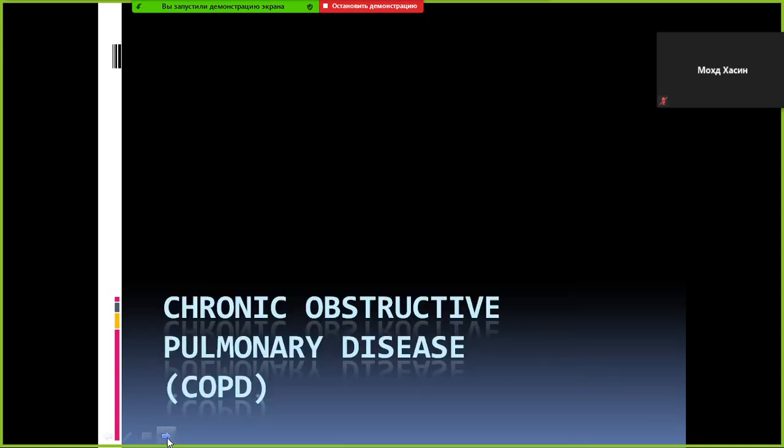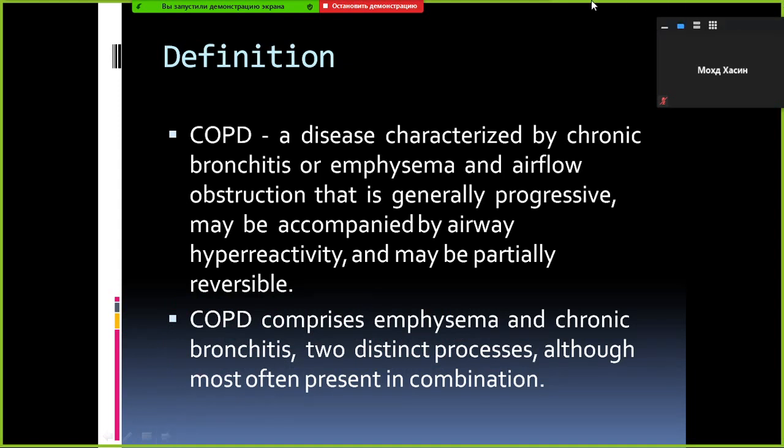Now we will continue and focus on chronic obstructive pulmonary disease, COPD. COPD is a disease characterized by chronic bronchitis or emphysema. It is a combination of chronic obstructive bronchitis and emphysema, with airflow obstruction that is generally progressive and may be accompanied by airway hyperreactivity and may be only partially reversible or irreversible. So this is the difference between bronchial asthma and COPD. COPD comprises lung emphysema and chronic bronchitis, two distinct processes, although most often present in combination.